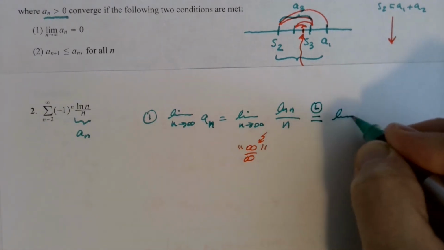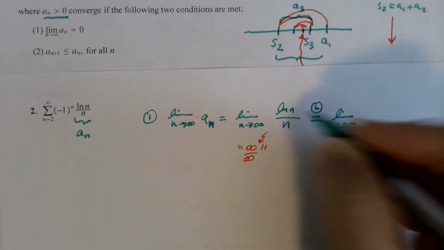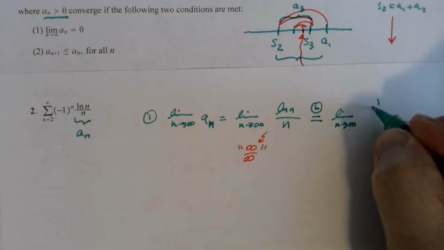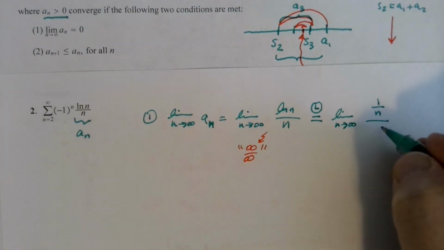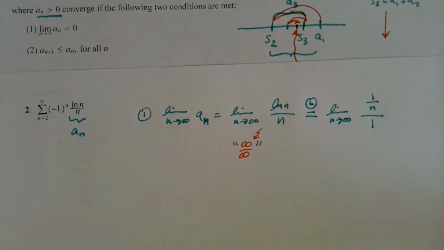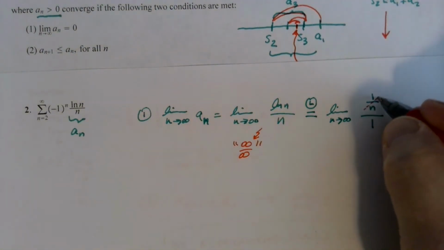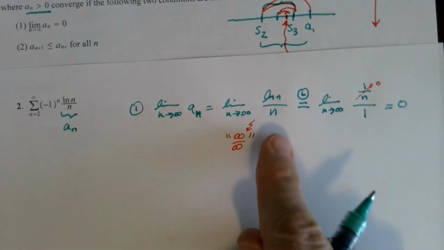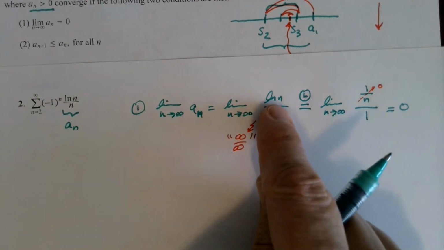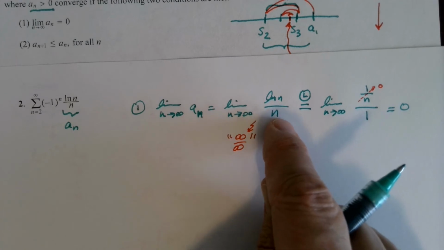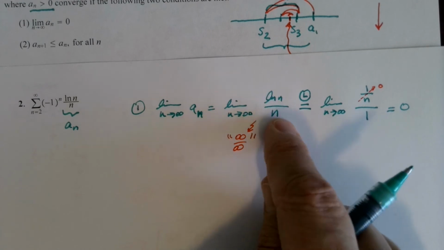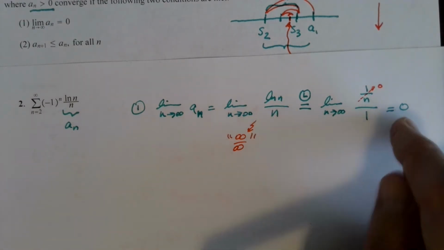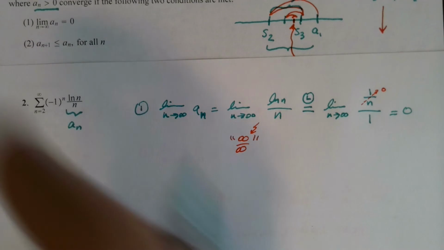I'll take the derivative of the top function. The derivative of natural log of n with respect to n is 1 over n. The derivative of n is 1. And then as n goes to infinity, 1 over n is going to 0, and 0 divided by 1 is 0. So this is going to 0. Basically what we're saying is as n goes to infinity, the natural log function is increasing without bound, but it's not approaching infinity as rapidly as n is. And so this ratio is getting smaller and smaller, approaching 0. But that's what we needed for number 1, so that's good.